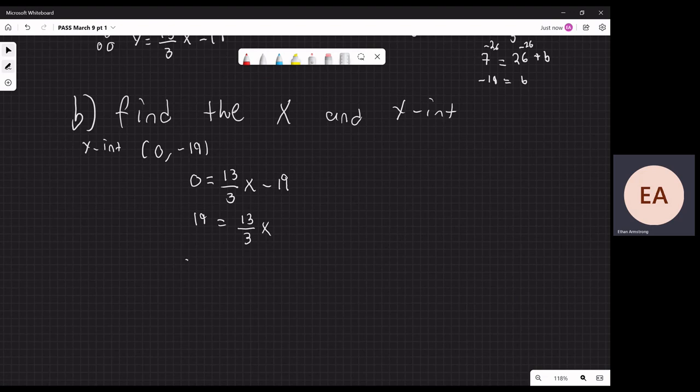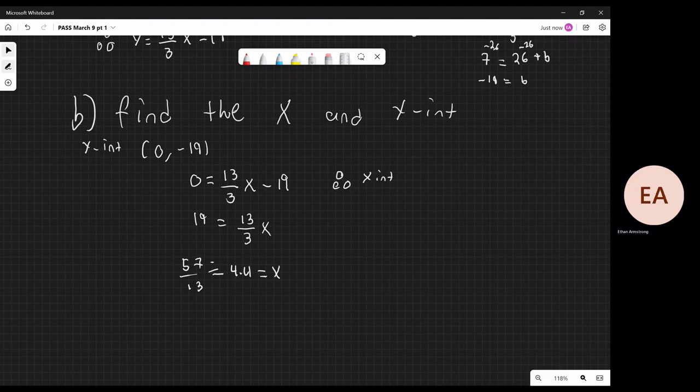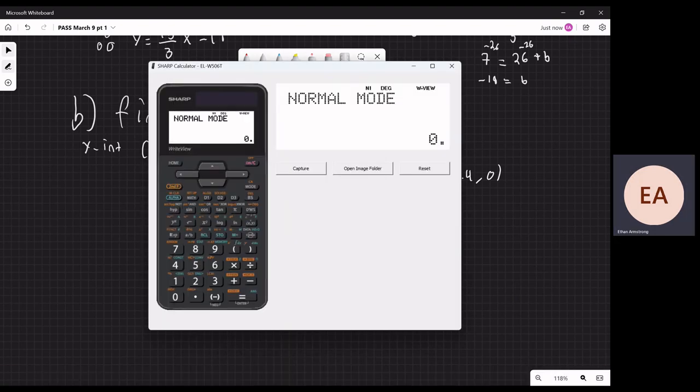Now I'm just going to divide 19 by 13 over 3, and that equals 57 over 13, which is approximately 4.4. And therefore, the x-intercept is at (4.4, 0).